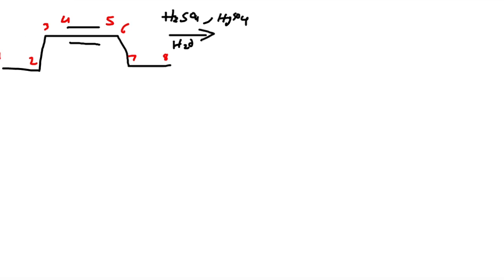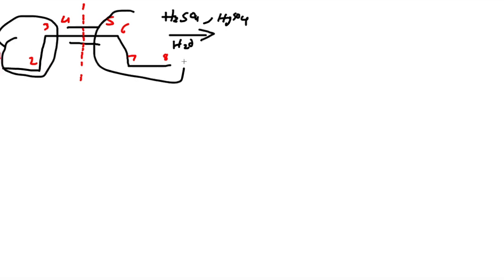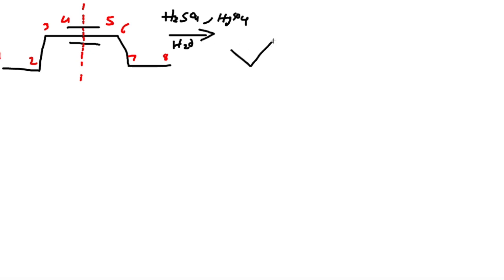Let's look at this. If we drew a line right directly down the triple bond, we see that this side over here is exactly the same as this side. So it has internal symmetry. So it's symmetrical. Both sides are the same. So we would have one product, okay? I'll show you. Redraw the structure.